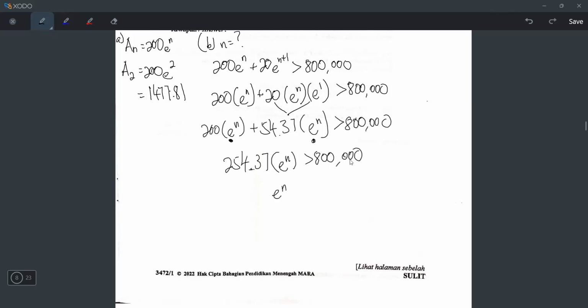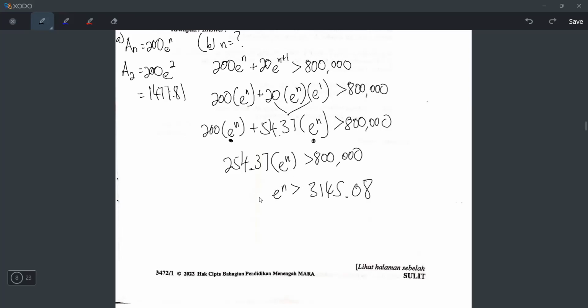So E power n is 800,000 divided by this. Let's use calculator. 800,000 divide answer. 3145.08. And of course, the symbol is still bigger, because you are dividing by a positive number, you don't have to change anything.